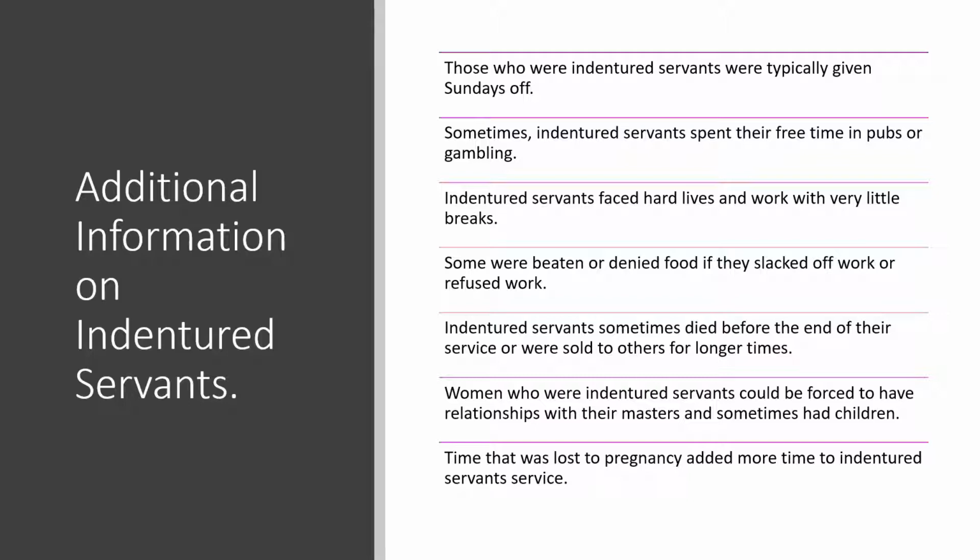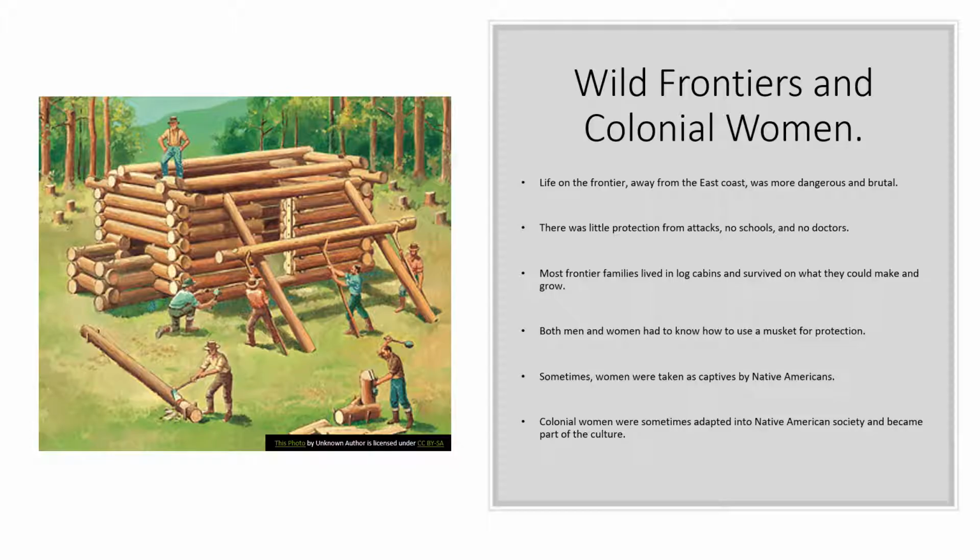Women who were indentured servants could be forced to have relationships with their masters and sometimes had children. Time that was lost to pregnancy was added to an indentured servant's service. There was actually a case where an indentured servant in Maryland, Elizabeth Green, aborted her child to prevent extending her service, and she was later executed for infanticide, or killing her baby, in 1664.